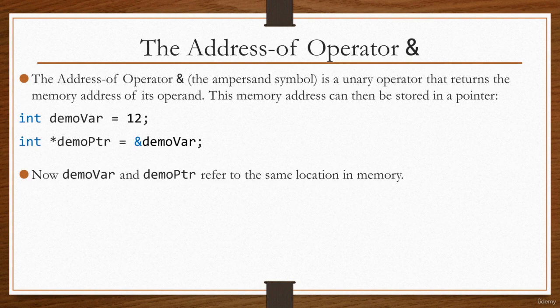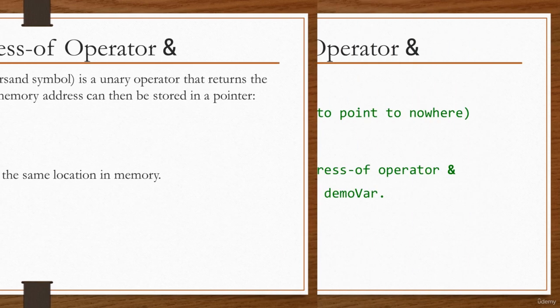Right, now that we have a pointer variable declared, we can go and save the address of some variable into that pointer. So we talked about the address of operator before. It's a unary operator that returns the memory address of its operand, and that can then be stored in a pointer. So demo var and demo ptr, the demo variable and the demo pointer, now refer to the same memory address. Both variables, though, are saved in their own respective memory addresses, so the pointer is a variable in itself, and it will have its own memory address, but it is also used to store the address of some other variable.